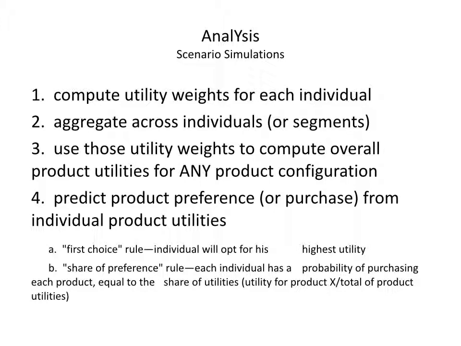So the first choice rule says I would definitely purchase product A. The share of preference rule says that I'm pretty likely to purchase product A, but it would only be a 70% probability. The utility for product A is 7. The total of utilities is 7 plus 2 plus 1. So I'd be 70% likely to purchase product A, 20% likely to purchase product B, and 10% likely to purchase product C. And to estimate the market share overall, we would take the average of the shares of preference overall.